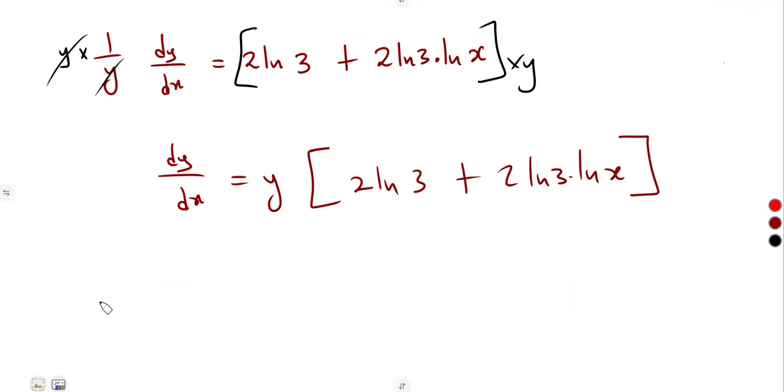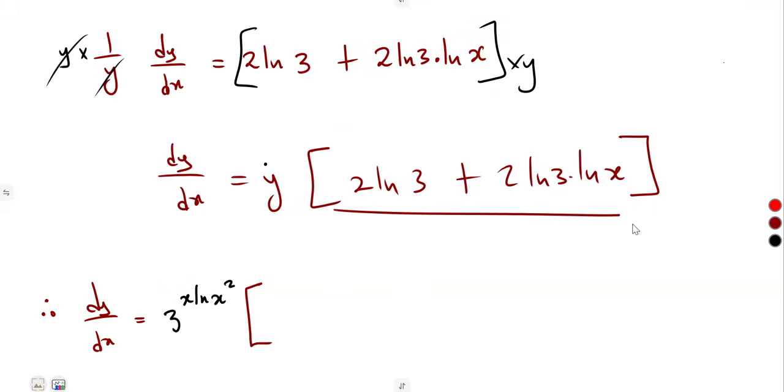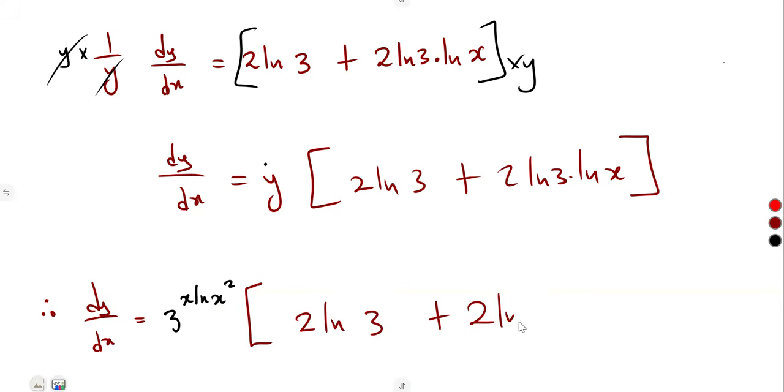So therefore, dy dx is going to be equal to what? In place of y, substitute that equivalent as it was, 3 to the exponent of x, ln of x squared. Then you're going to take the bracket here as it is. That's 2 ln of 3 plus 2 ln of 3 times the ln of x.